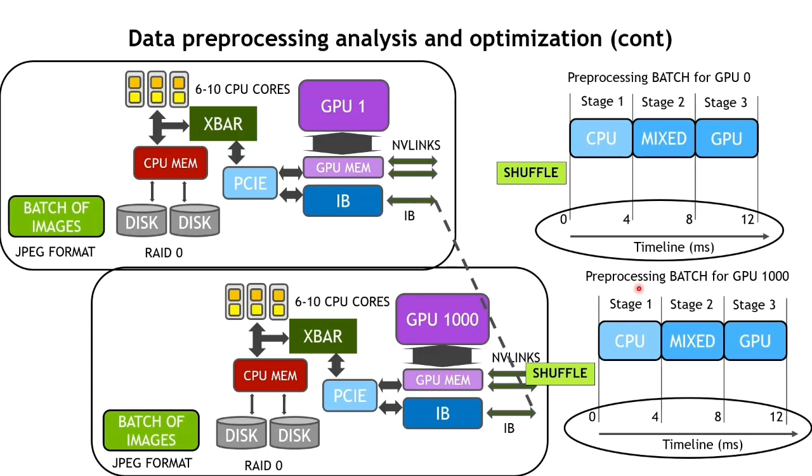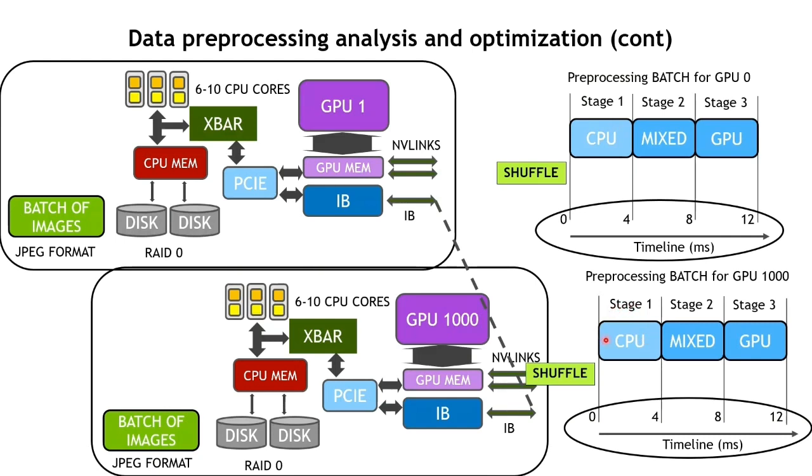This is the same as saying we are only prefetching and pipelining the preprocessing of one batch of images with the execution of the training step. The first stage is to shuffle the images that we want to put into the batch of images that we will preprocess. This is a lightweight stage that happens on the CPU side.